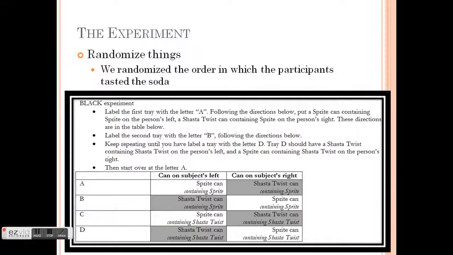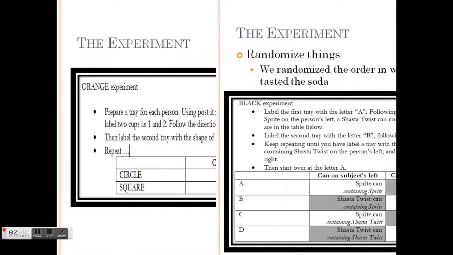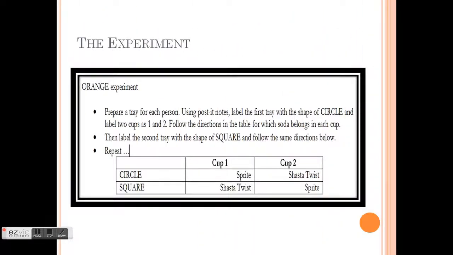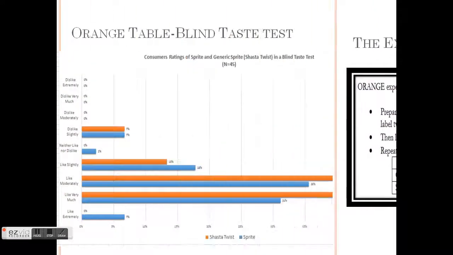We also randomized our experiment. We randomized the things we could not control. We randomized the order in which the participants tasted the soda. On the slide is a picture of how we randomized the black table. We had 4 different trays that rotated the order in which they tasted the soda. As you can see, the 4 trays each had a different combination of sodas. On this slide is an example of how we randomized the orange table. We had two different trays. The trays allowed the students to taste different sodas first.